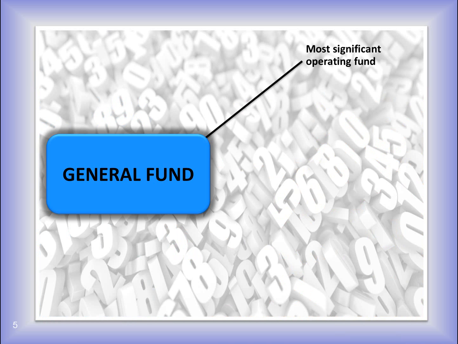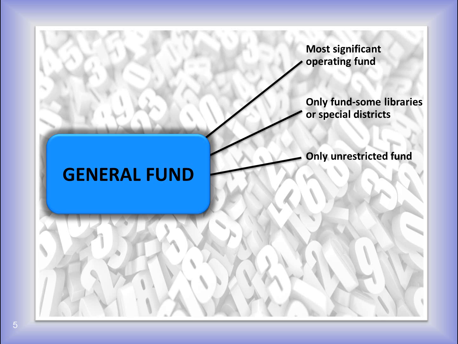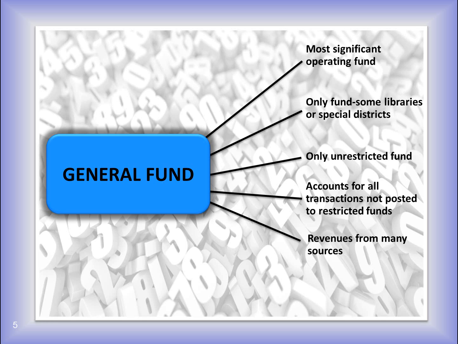The general fund is often an entity's most significant operating fund. Almost all entities have a general fund, and many small libraries and special districts have no other funds. This is the only unrestricted fund type, and it accounts for all transactions not posted to the restricted funds. Its revenues come from many sources. Its expenditures cover multiple functions of the entity.